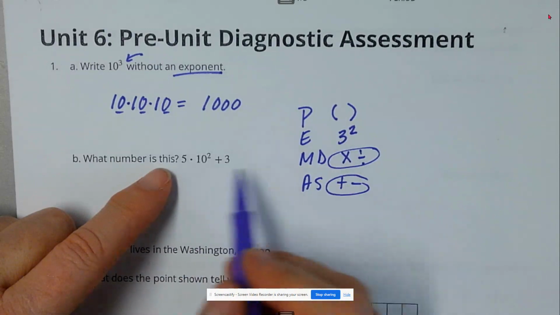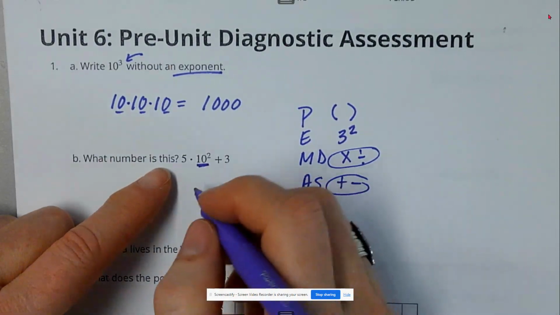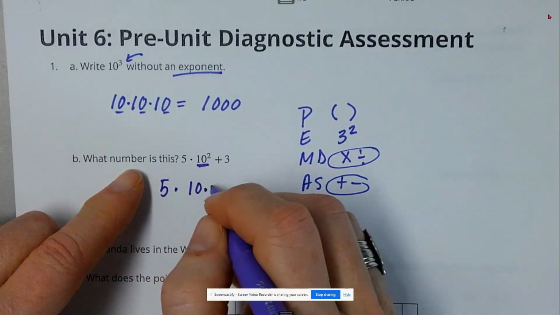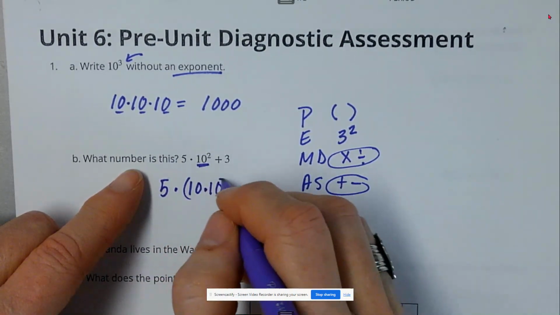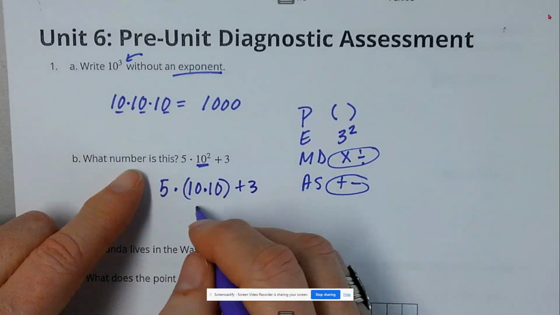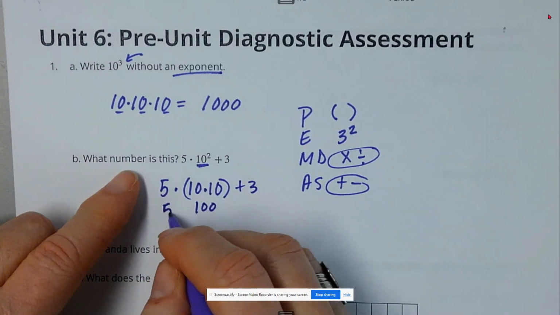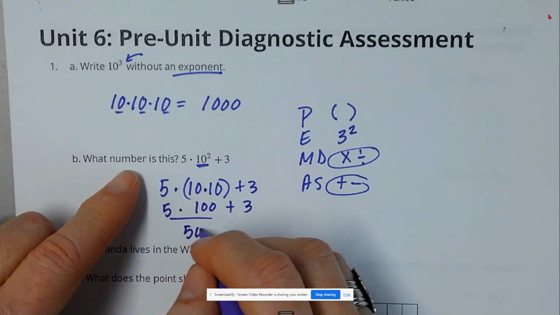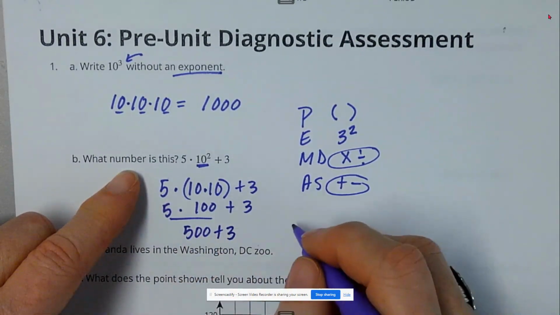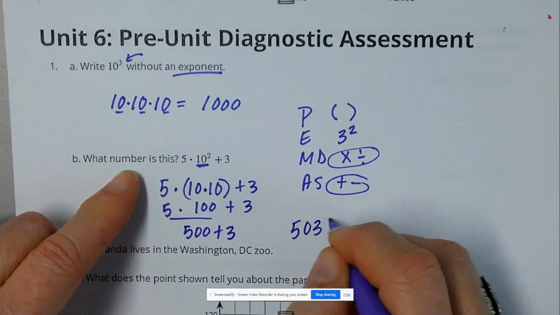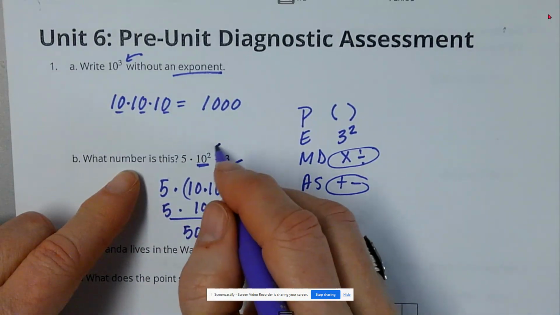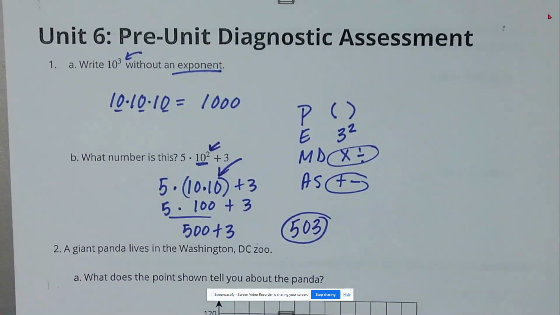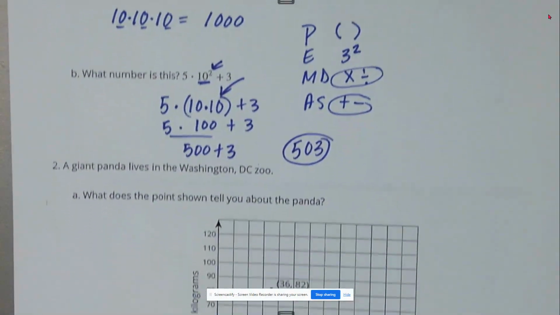So in this problem, the most powerful thing is 10 squared. So if I write this problem, that would be 10 times 10 plus 3, which is 100. So then 100 times 5 plus 3. So then 500 plus 3. So my answer is 503. So we have to do that first because it had the exponent. I just wrote it out so you could tell why it's 100.